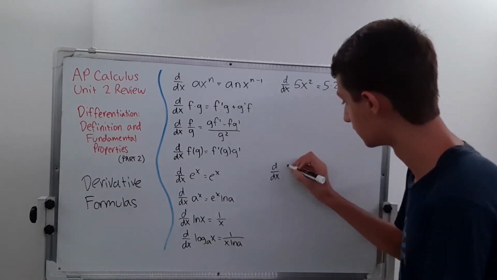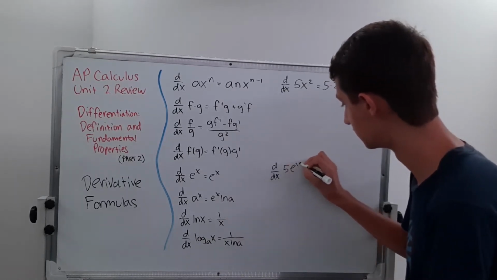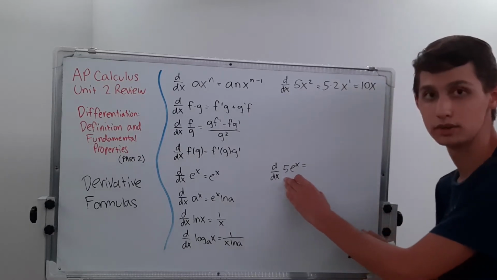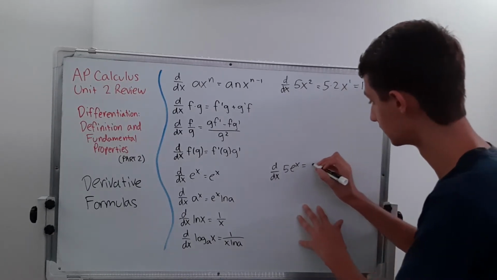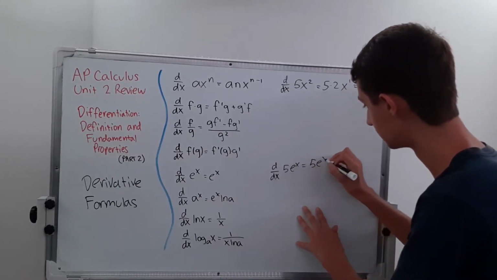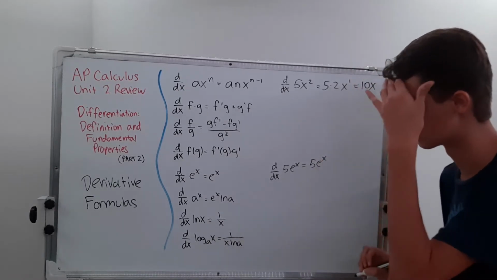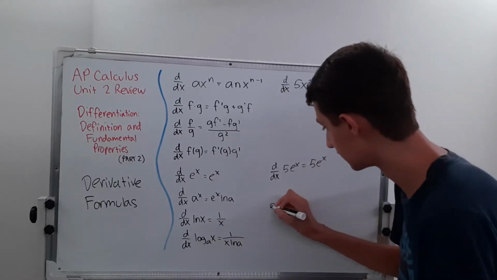Well, what if we have 5e to the x? Well, we're going to keep the 5 here, and we're just going to leave it with 5e to the x. And that's it, that's our answer. Okay, well, how about the derivative of the natural log of x?